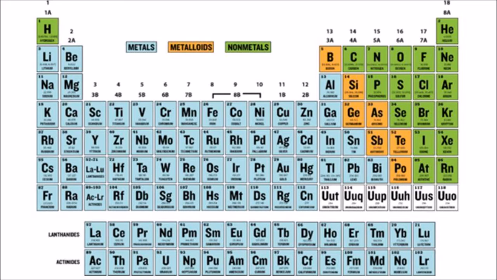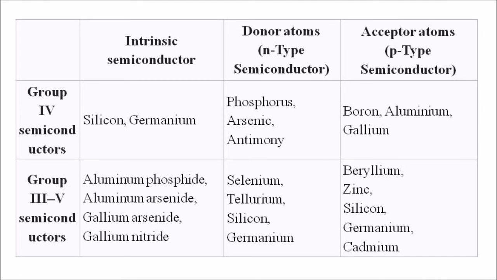So my dear students, this table shows the group 4 as well as group 3 to 5 semiconductor properties. In the group 4, the intrinsic semiconductors are silicon and germanium, and if these silicon and germanium are designed to an N-type semiconductor, then the donor atoms are phosphorus, arsenic and antimony. If this silicon and germanium has to be changed to p-type semiconductor, we should add some impurities like boron, aluminum or gallium.